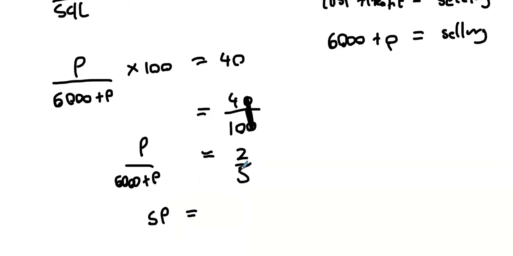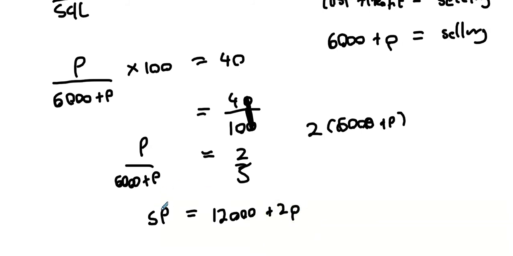6,000 plus P is going to multiply by the 2. So 2 times 6,000 plus P is going to be 12,000 plus 2P. Bring the 2P to the left, so it's going to be 3P, because it's 5P take away 2P, and this means your profit is 12,000 divided by 3. Your profit was 4,000.